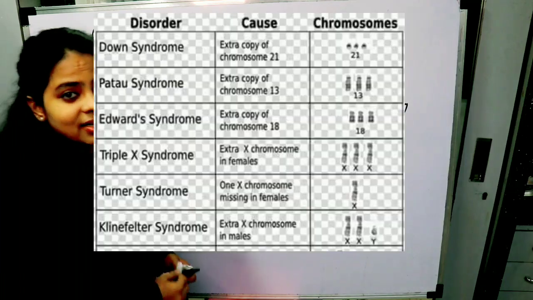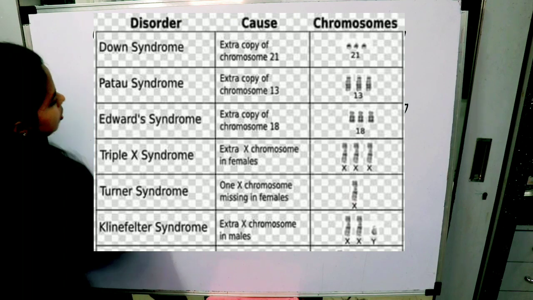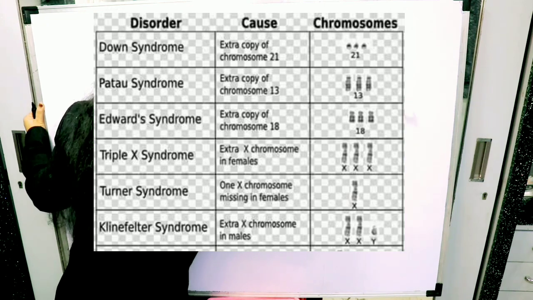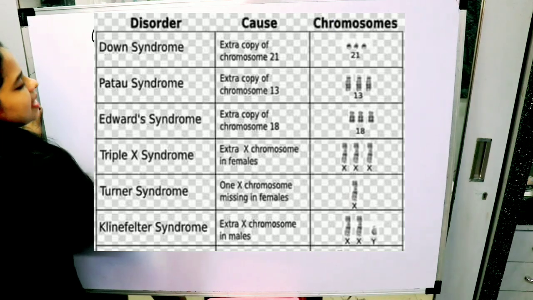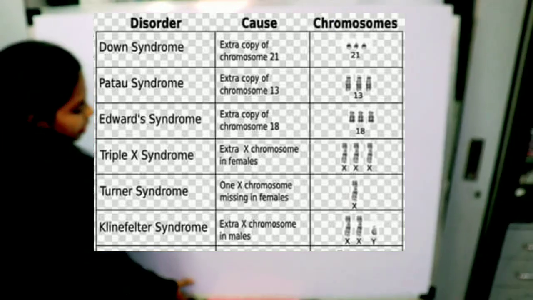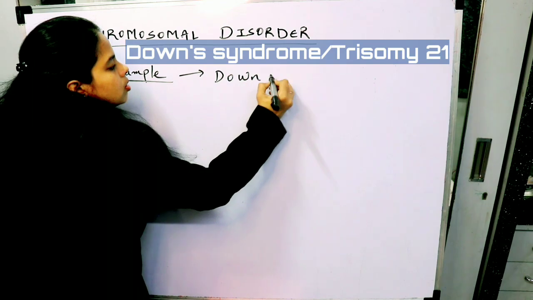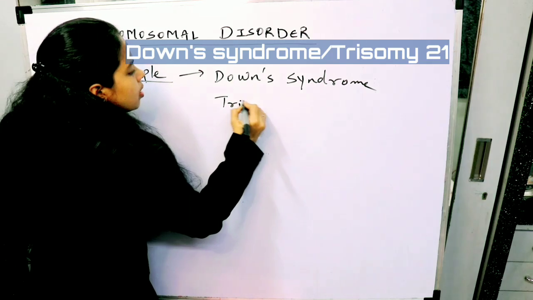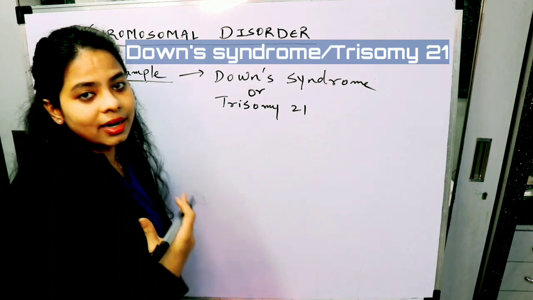So let's see certain examples here. Now examples of chromosomal disorders, let's check. The first example which we are going to discuss here is Down's syndrome, also known as trisomy 21. More disorders I will be discussing in the next videos.